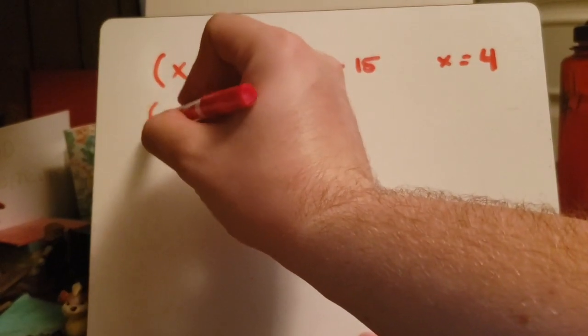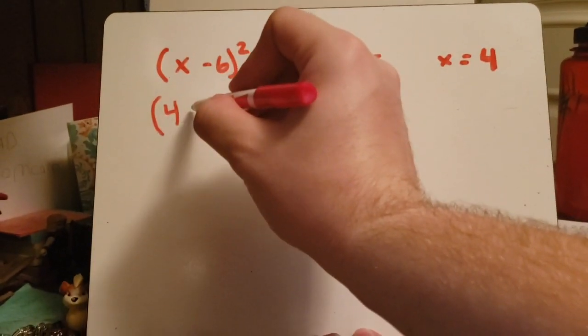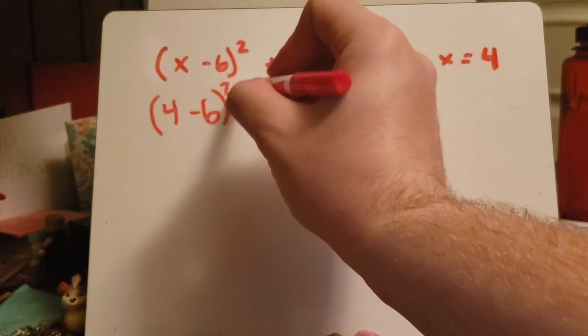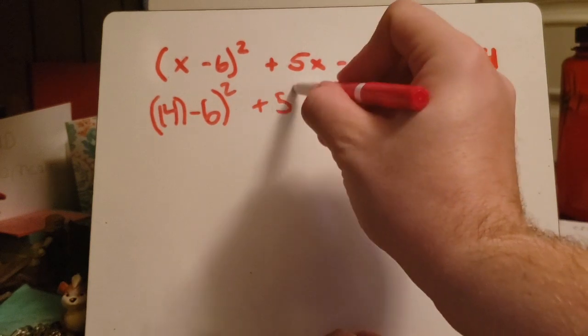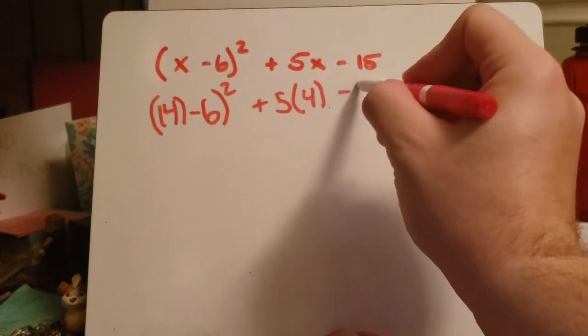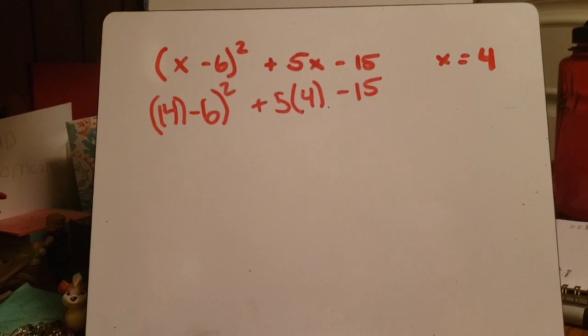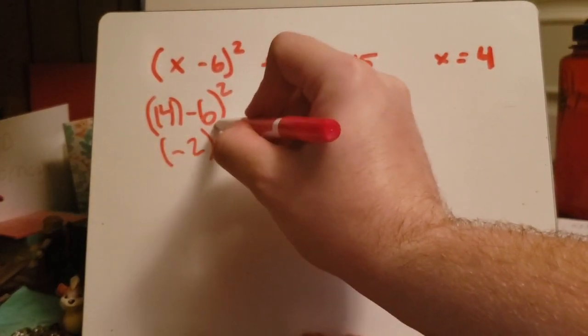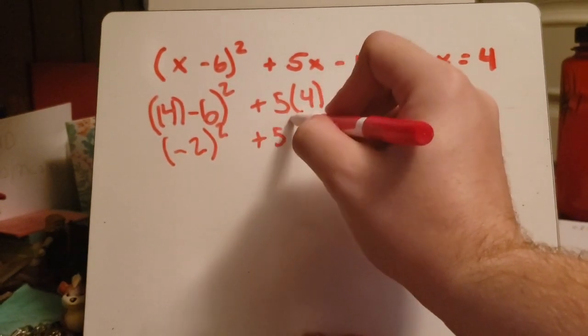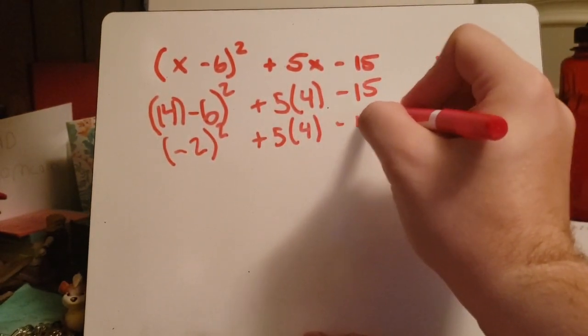So 4 is equal to x this time. We've got (4 minus 6) squared. Forgot to put that in parentheses, better do that real quick. Plus 5 times 4 minus 15. All right, so we've done all of our inserting, we've done our evaluating, and now we have to actually solve the problem. First things first, we need to do the stuff in parentheses. 4 minus 6 is negative 2, and that's squared, plus 5 times 4 minus 15.